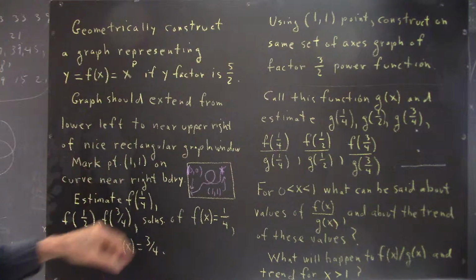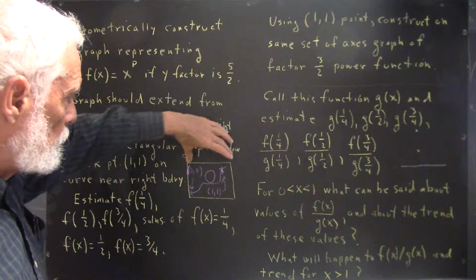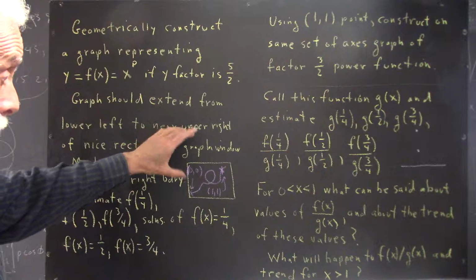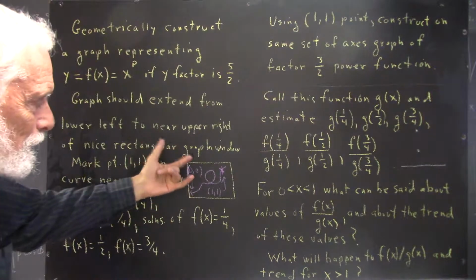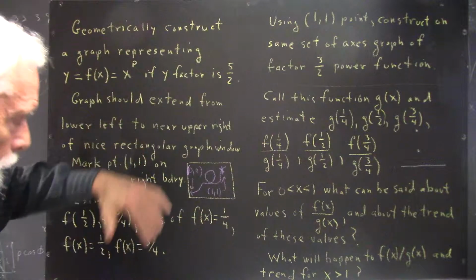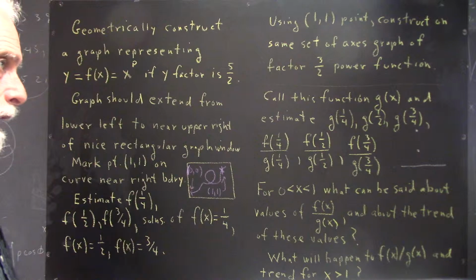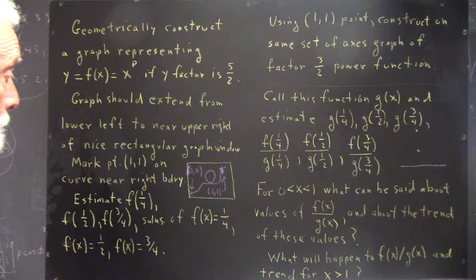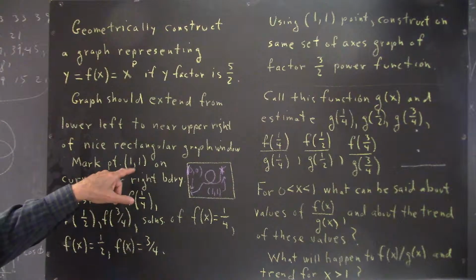It could be a square, but generally we make it a little wider than it is high or a little higher than it is wide in order to best see the trend of the curve, see any curvature and so forth. If we make it too narrow, the graph is flat, either this way or this way. Okay, and then we're going to mark a point 1, 1.